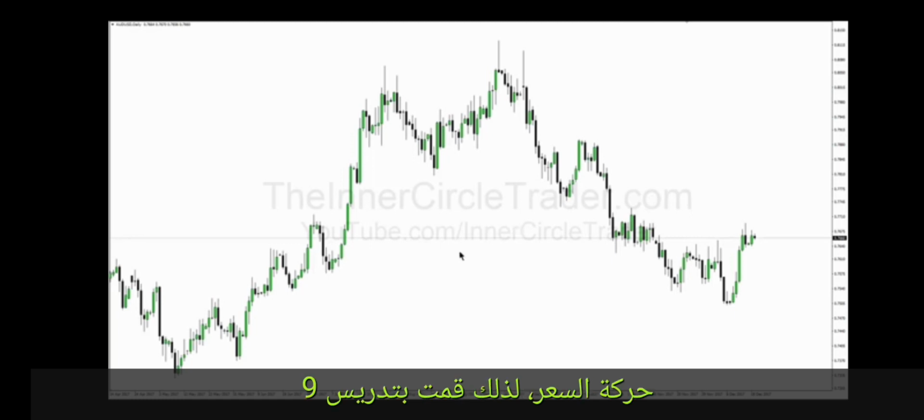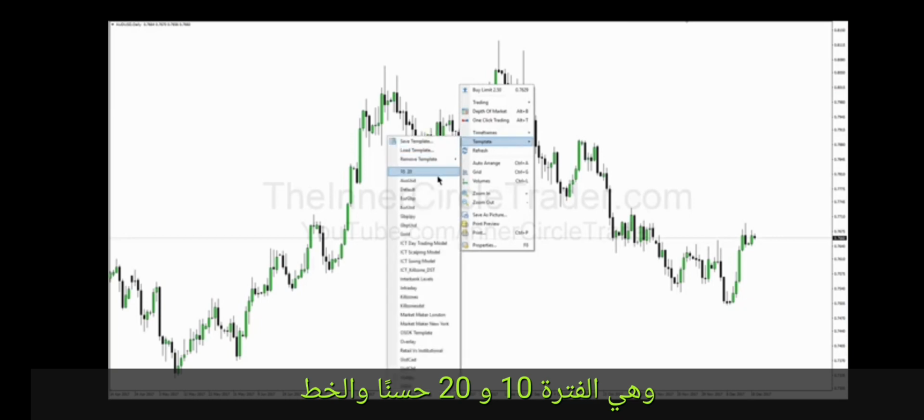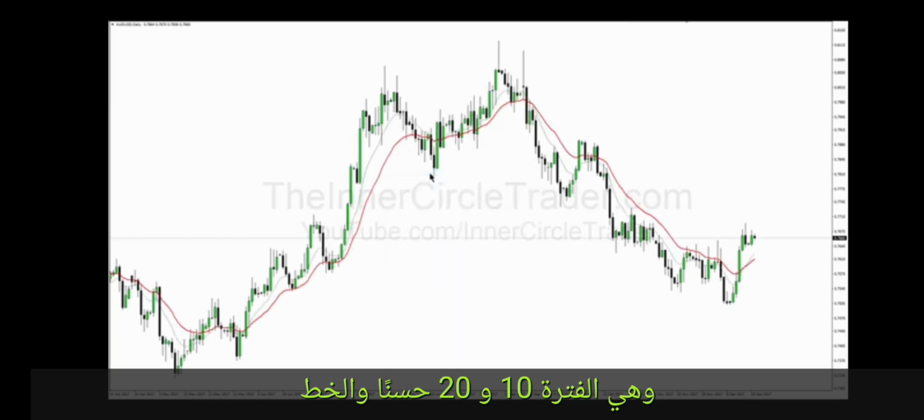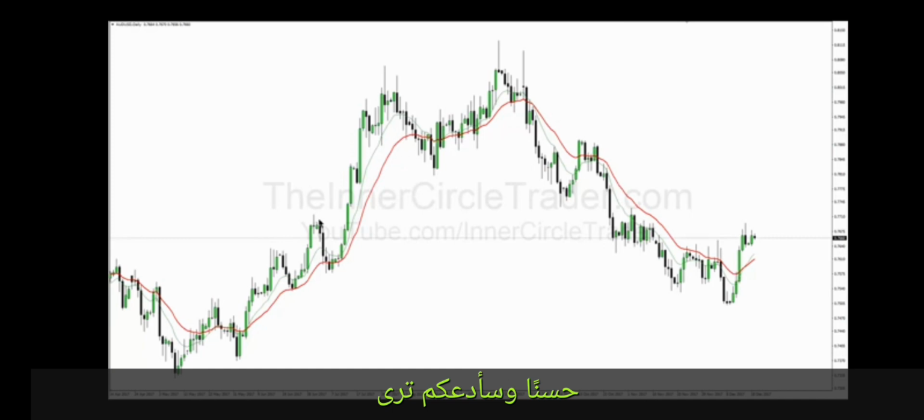So I've taught in the past the 9 and 18 and an 18 and 40, but I'm going to give you one that's really simple, and it's the 10 and 20 period. The red line here is going to delineate the 20 period, and the green level here is going to delineate the 10 level. So it's a 10 period and a 20 period moving average.